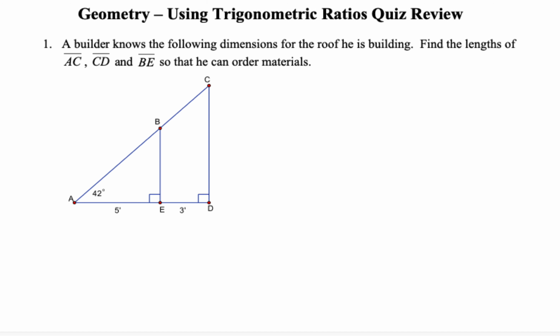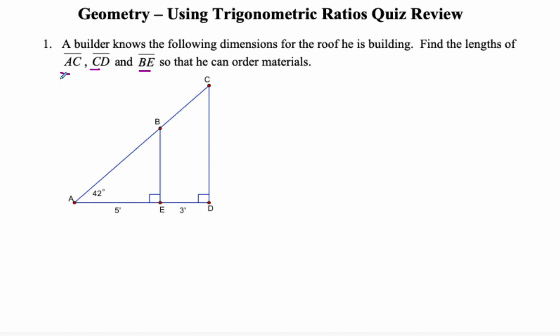So this is going to be the trig ratios quiz review key. Here's what we're going to do: I'm going to go through and do all these problems. It asks you, given this diagram, to find the dimensions for a roof. So find the lengths of AC, CD, and BE.